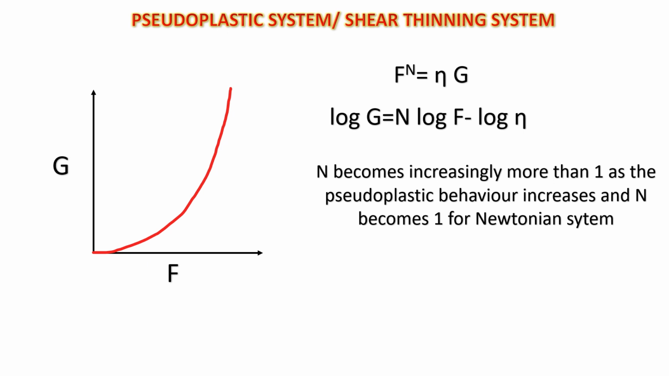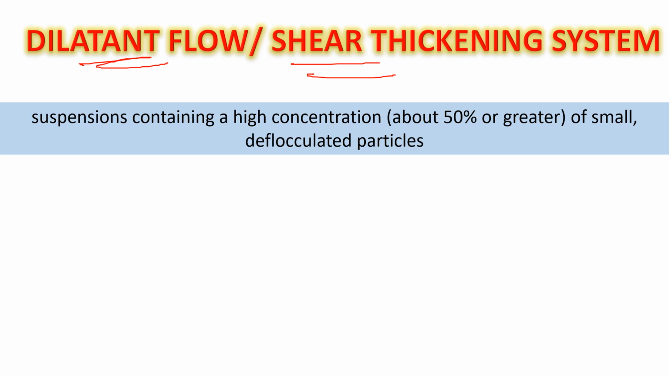Okay? Coming on to the next part, that is the dilatant system, which is called a shear thickening system. So this is a shear thickening system. Why is this a shear thickening system? First of all, coming on to the example that we have already seen. What is the importance of example? Now, if you see here, it is usually exhibited by high concentration. Okay, fine. Above 50%. Okay, again important point. 50% or above. Deflocculated particles.